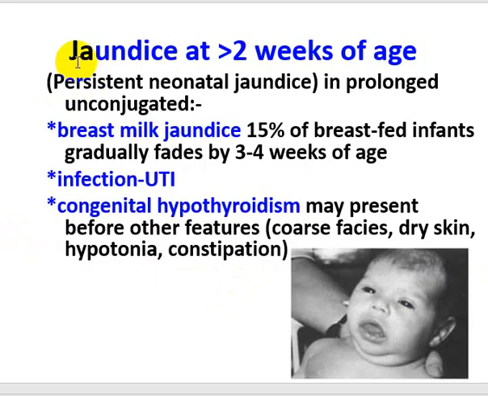If the jaundice is prolonged after 2 weeks of age, it is called persistent neonatal jaundice. The unconjugated type is mainly due to breast milk jaundice, which may last for 1 month, and sometimes due to infection, mainly urinary tract infection. And one of the important causes of persistent neonatal jaundice is congenital hypothyroidism. This is a picture of a baby with congenital hypothyroidism.